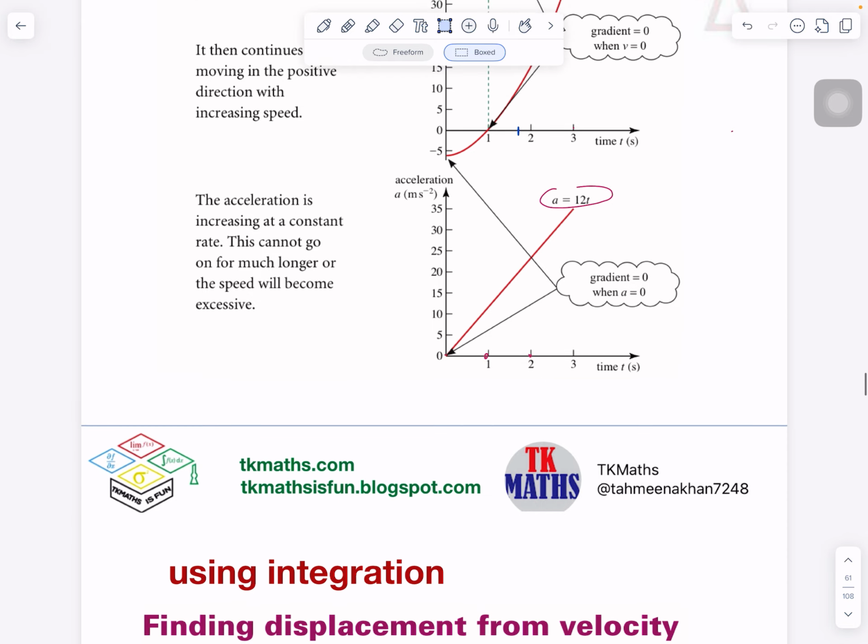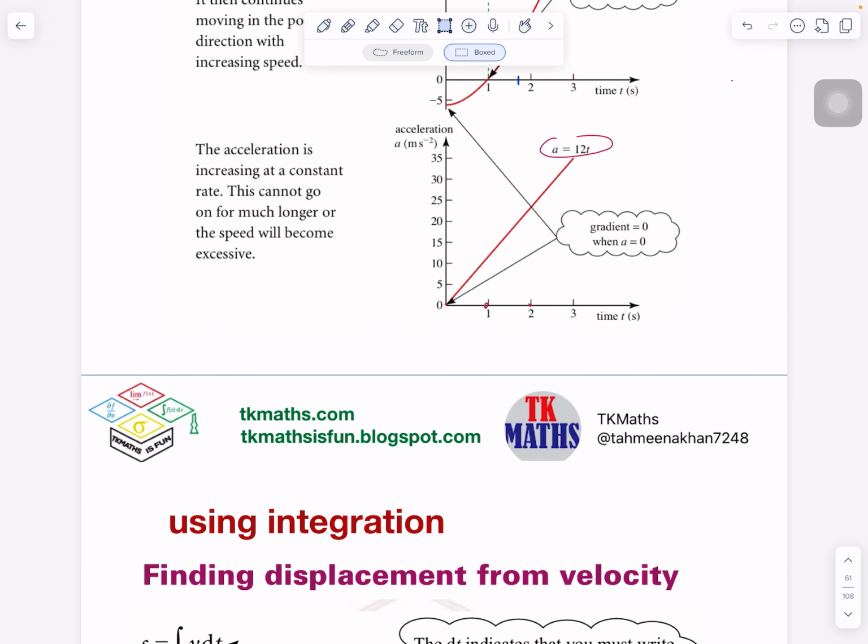So now the last part is about using integration. This we will cover in the next video.